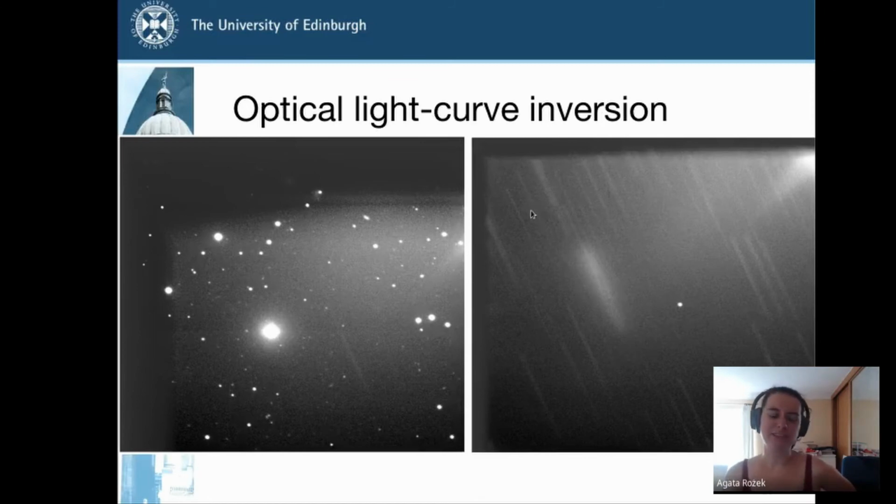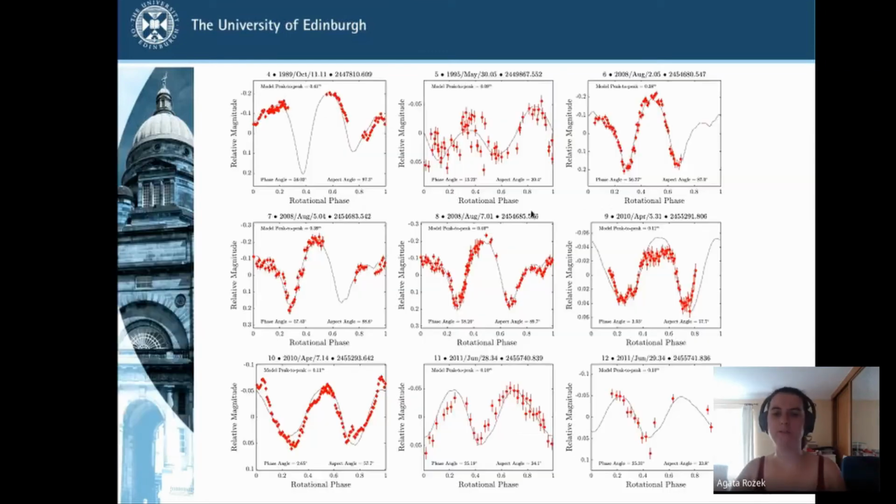So what I do, rather than stacking all of the images, is normally look at it frame by frame, and I look at the brightness of the asteroid relative to the brightness of the stars in the background. And that's how I create this so-called asteroid light curve, the changes of brightness of the asteroid in time.